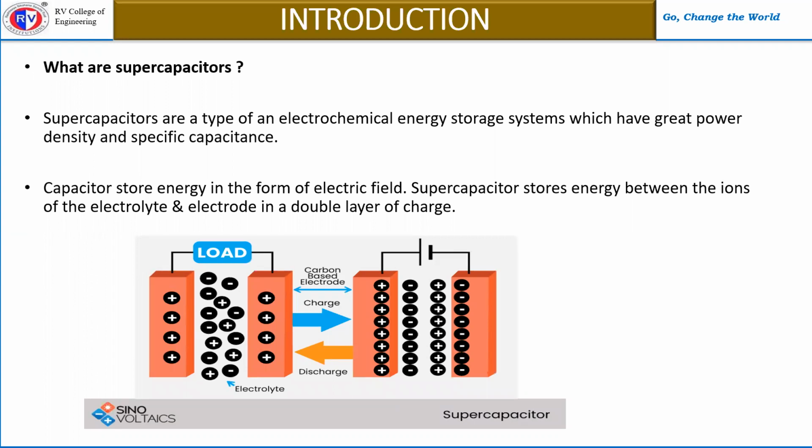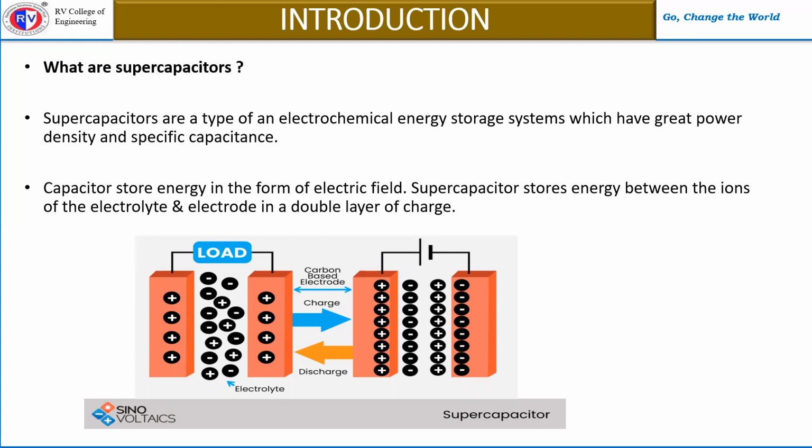Coming to the introduction, what is meant by supercapacitors? Supercapacitors are basically known as ultracapacitors or electrochemical capacitors, advanced energy storage devices that bridge the gap between traditional capacitors and batteries. They offer unique capabilities in terms of rapid energy storage and release, making them suitable for applications that require high power bursts and quick charging cycles.